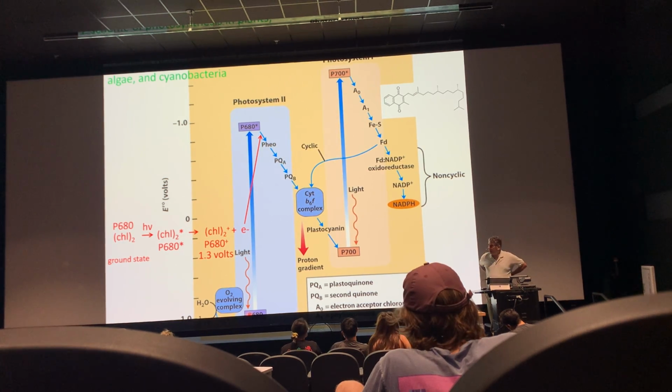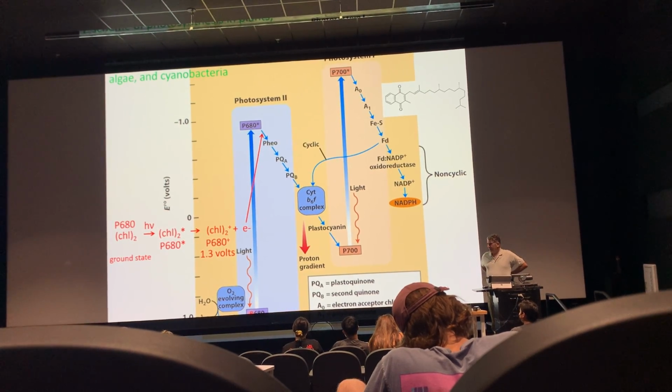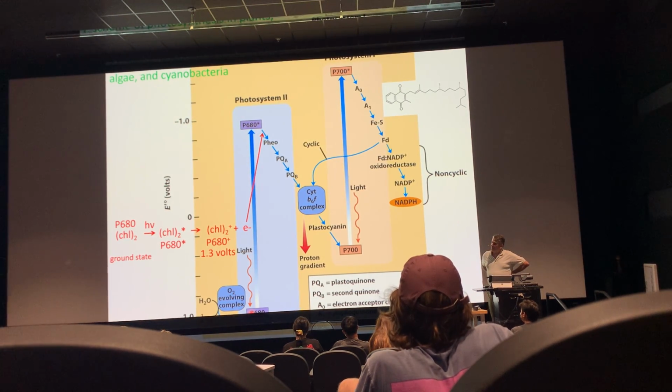So life has an incredibly oxidizing compound called P680 plus that doesn't take no for an answer. It's going to grab the electrons from water. Okay?